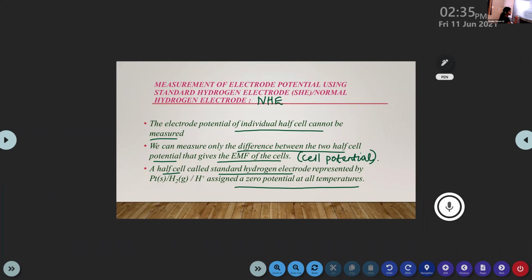Before that, this is the representation of standard hydrogen electrode: platinum is there, that is Pt, in solid state, then hydrogen bar H+. This is the form to write the standard hydrogen electrode. Before entering into the process, we can learn about the standard hydrogen electrode. What is that?